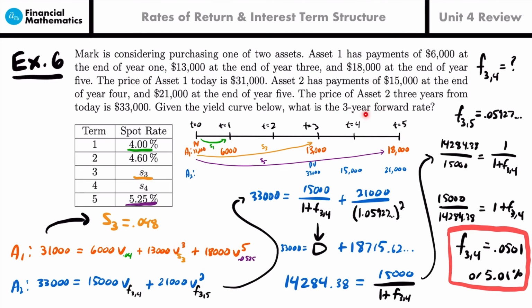That is the 3-year forward rate, or the forward rate from year 3 to year 4. Another way that you might hear that is a 1-year forward rate deferred 3 years. But regardless, that is the final answer. It's 5.01%. And so it was a lot of work to get there, but we were able to find the forward rate in the end. All right, and so with that, that is it for this 6th review problem. It's also the last review problem for this video.